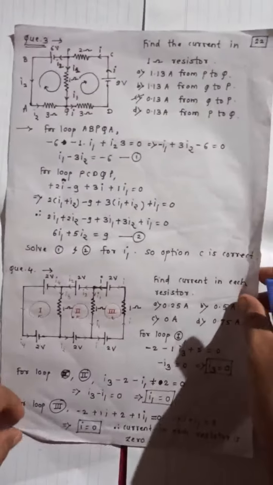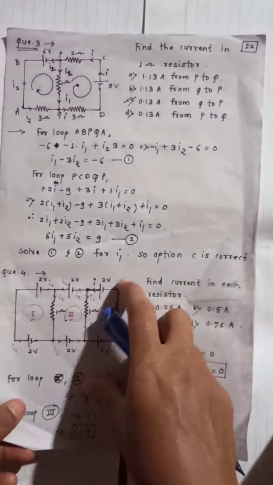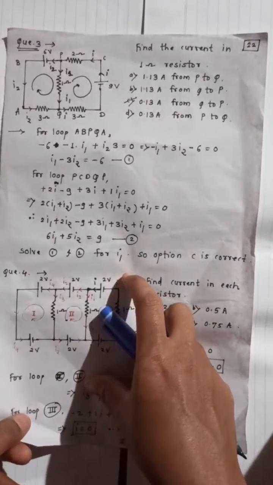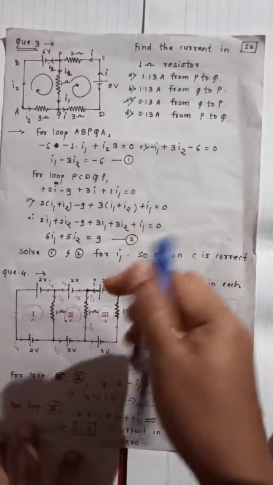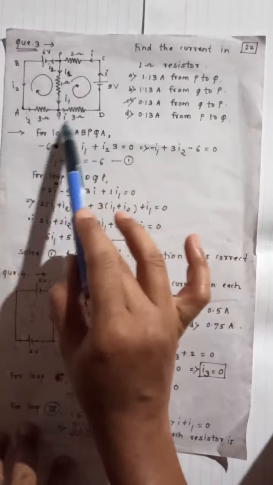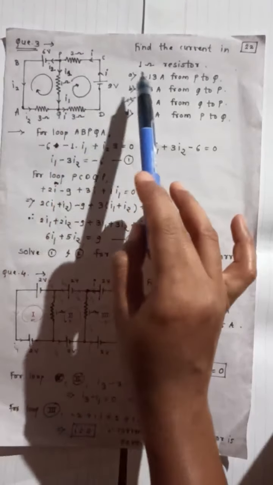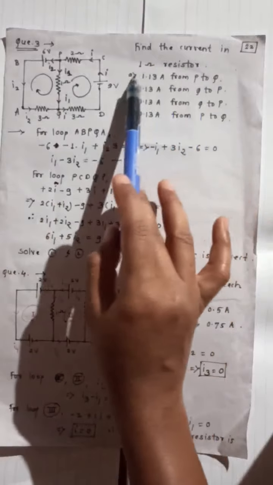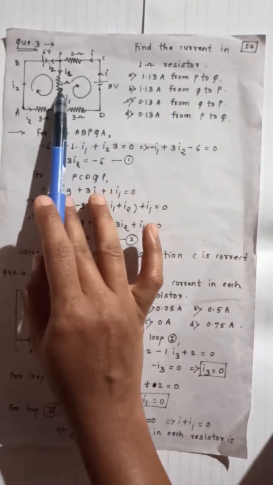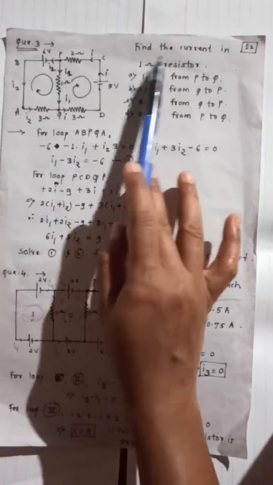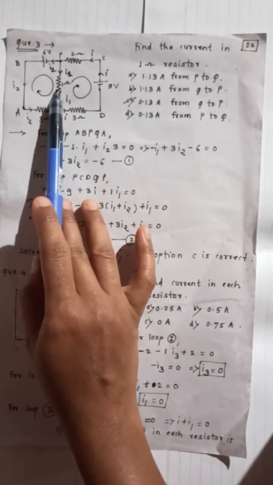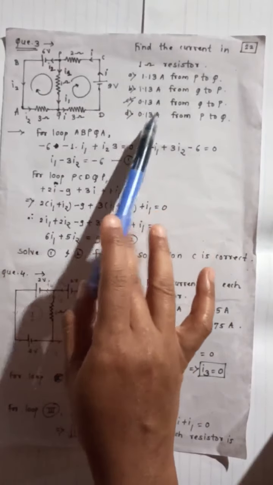Okay. Now next example, question number 3. So a circuit diagram is given in which 2 cells are there and 4 resistors are there. So they have asked, find the current in 1 ohm resistor. 1 ohm resistor is here. So find the current in 1 ohm resistor, and the 4 options are given.